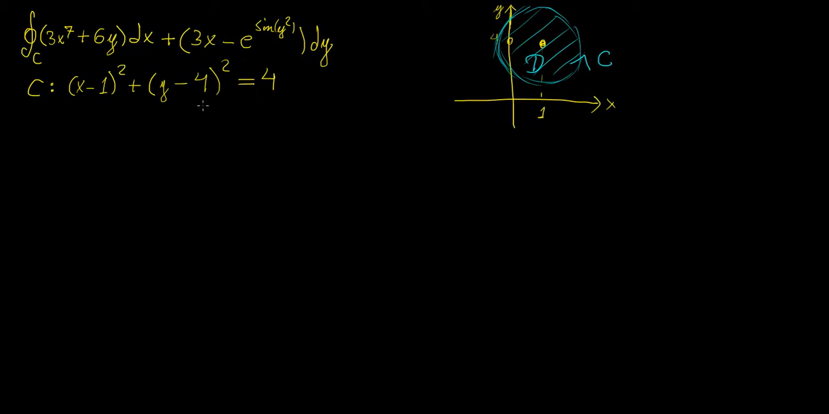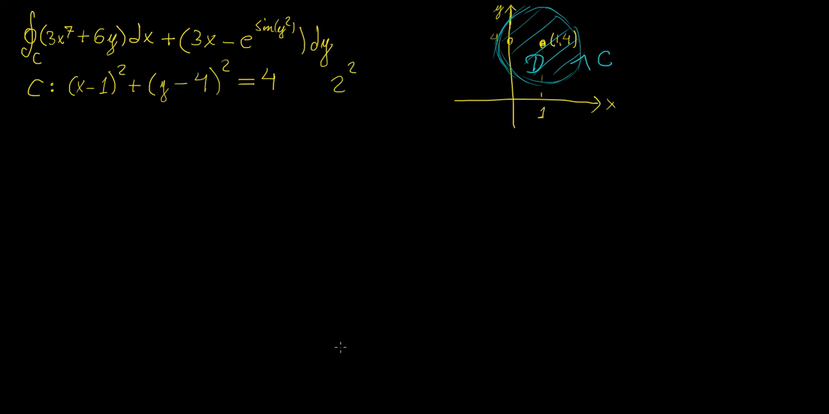Alright, in this video we're going to solve another example involving Green's theorem, and basically what we're given here is the following line integral. We have (3x^7 + 6y) dx, and then we have (3x - e^(sin(y^2))) dy. And we're told that C in this case is just going to be the curve that surrounds a circle centered at the point (1, 4), so that's the center of the circle there, and it has a radius of 2 essentially, so we have 2 squared here.